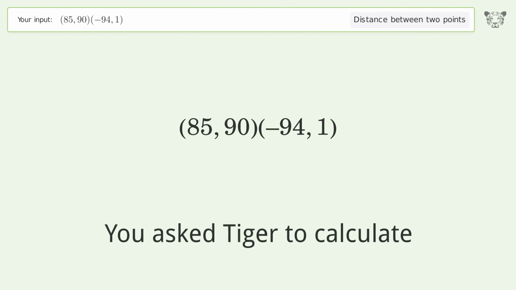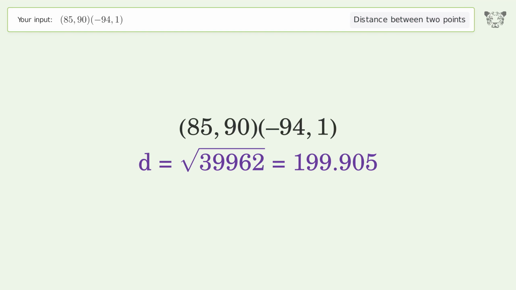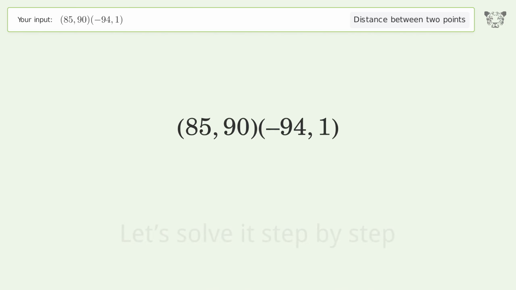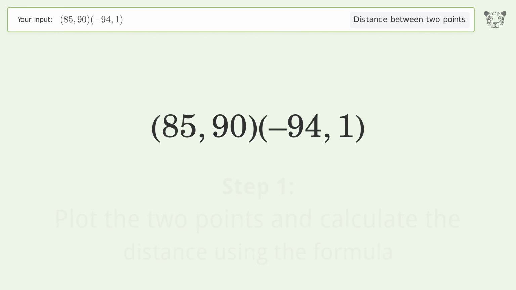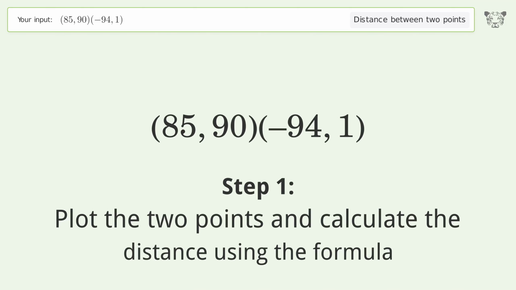You ask Tiger to calculate. This deals with the distance between 2 points. The distance between the 2 points is the square root of 39,962 or 199.905. Let's solve it step by step. Plot the 2 points and calculate the distance using the formula.